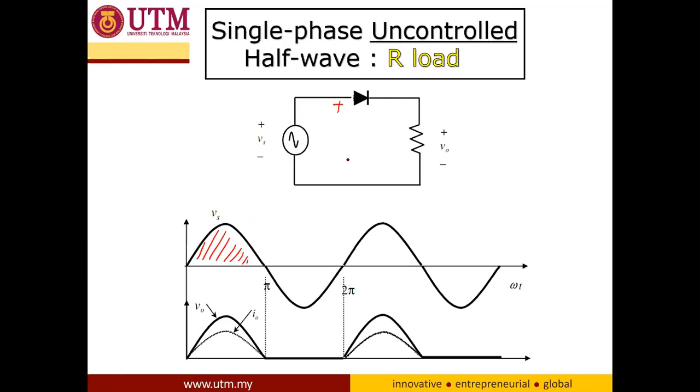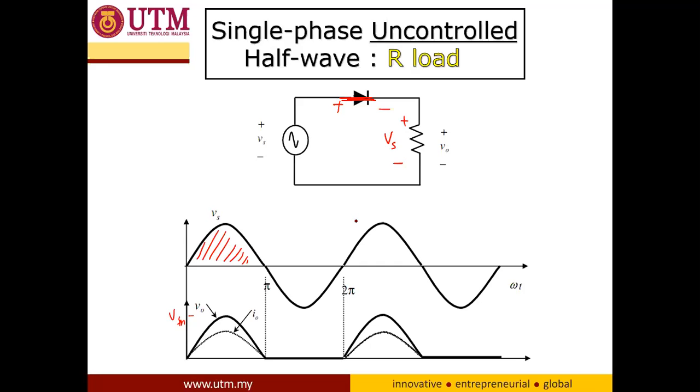So this is a positive cycle, so the diode will be on. When it is on, it means that the diode will be short circuited, and Vout will actually show the value of Vs, as can be shown here. So the value is similar to the V source value.